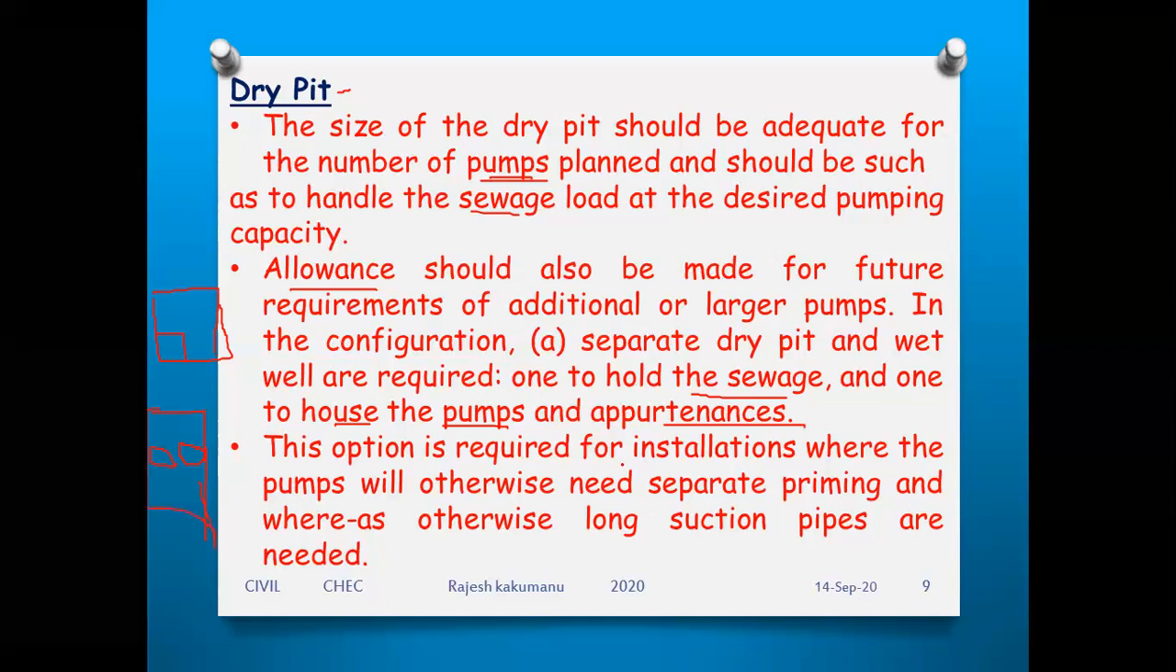This option is required for installations where the pumps will otherwise need separate priming, or where otherwise long suction pipes are needed. So this type of option is needed. The wet pit and dry pit are needed whenever you are using separate priming. Priming means removing the air and filling with water, and also long suction pipes are needed. In such cases we use both types of pits.